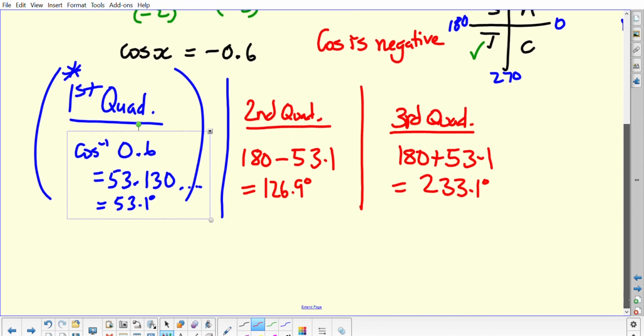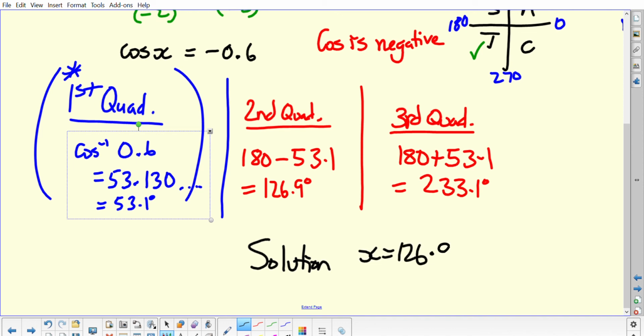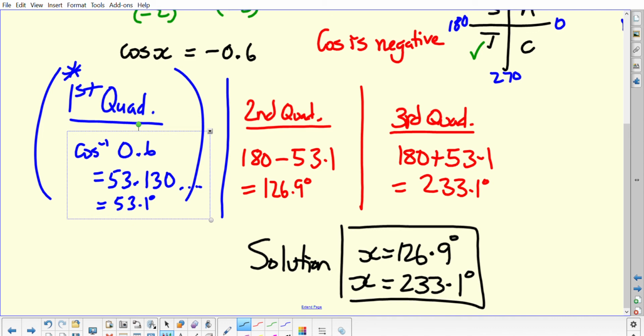So my two solutions, and you need to make sure you list clearly the two solutions that we're looking for, are these, the two that I've got in red there. So make sure you don't include the first quadrant angle here.